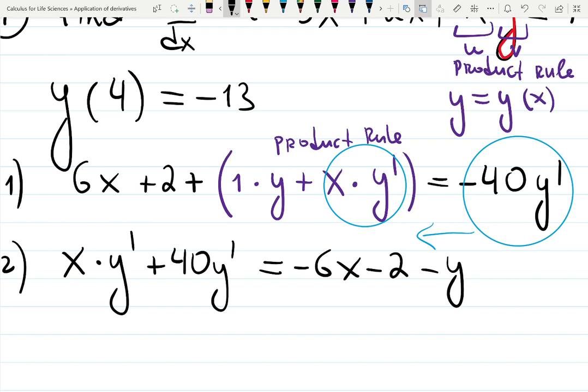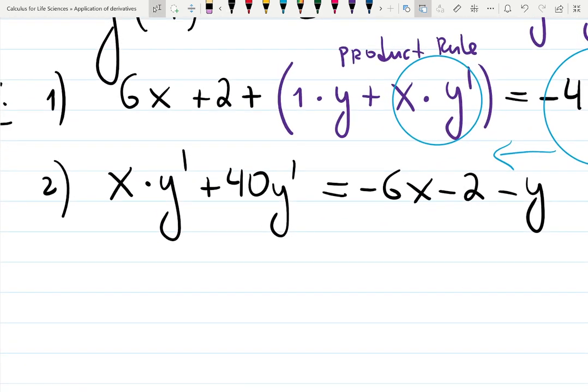So you see, we're relocating things. The goal is to isolate parts which are important. The goal is to find y prime, so let's isolate it. Move it to the left-hand side, factor it out. Step 3, factor out y prime.